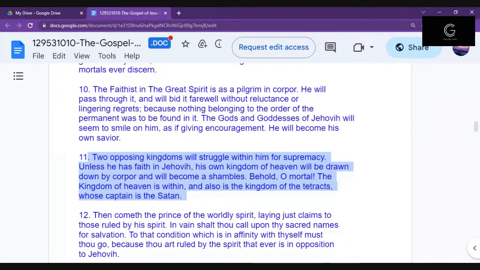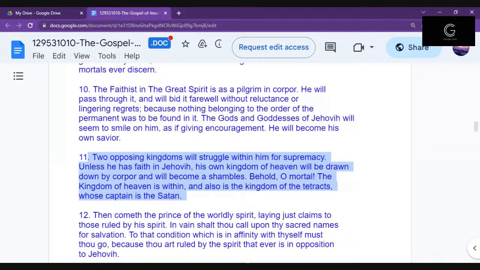Two opposing kingdoms will struggle within him for supremacy. This is what they call God and the devil. Yeah. Sonetta always tell you that this is God and the devil is man. And I don't debate that. But it's really the two in the one. And they're going to struggle within man for supremacy. This is your God and your devil. It's you.